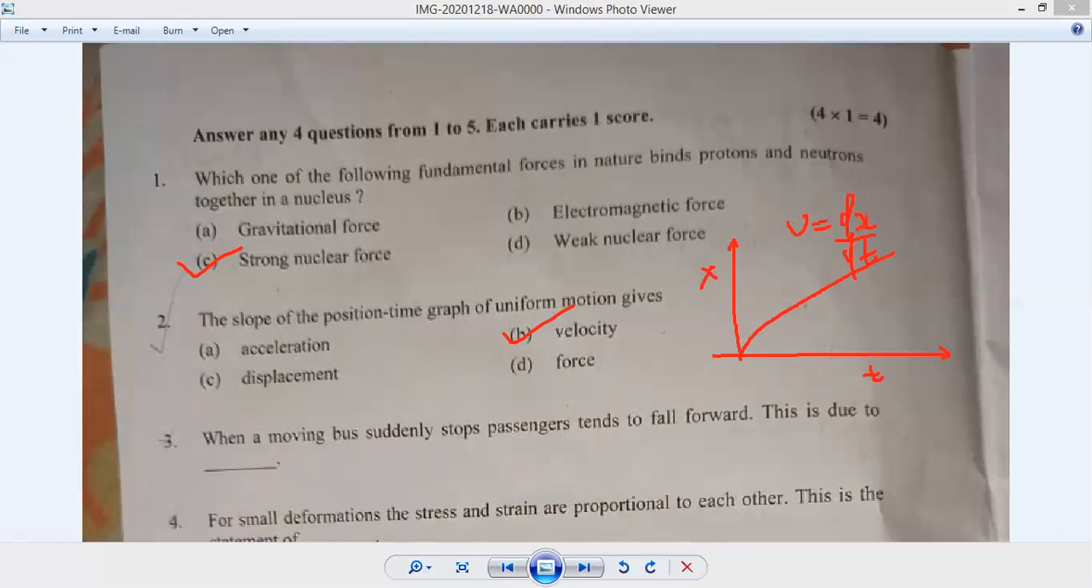Third question, when a bus suddenly stops, passengers tend to fall forward. So this is due to inertia of rest. Sorry, it is due to inertia of motion. Answer is inertia.